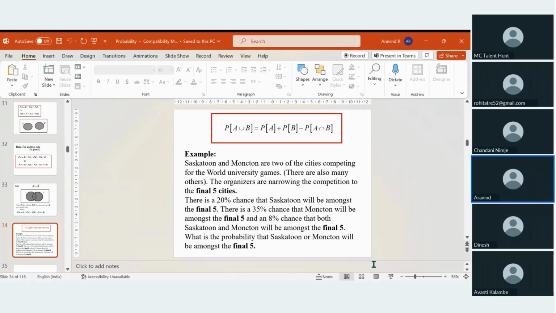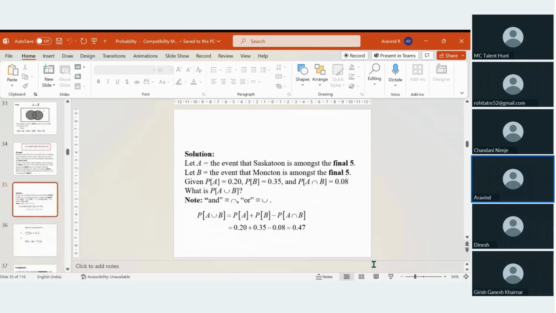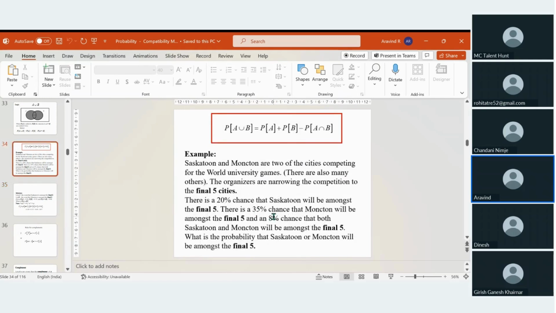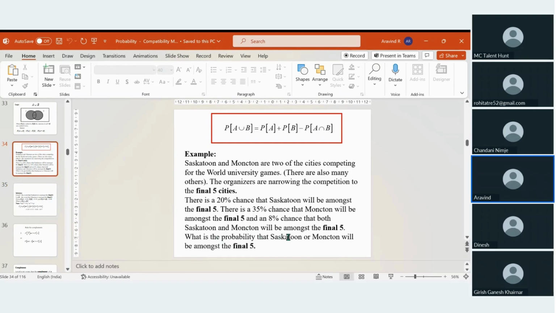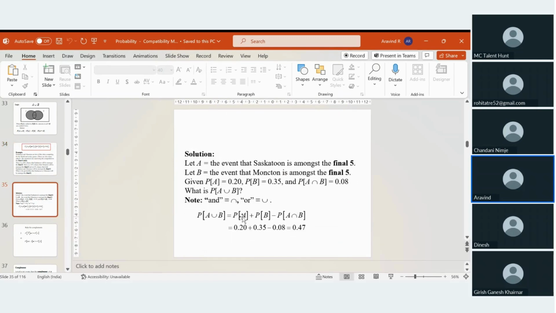So we need to find the probability that Saskatoon or Moncton will be among the final 5. Let's solve the question in a simple way. Let A be the event that Saskatoon is among the 5, and B the event that Moncton is. Then the probability of A is 0.20 and the probability of B is 0.35. A intersection B, meaning both, is 8%, which is 0.08. Now you need to find A union B, which means A or B: the probability that Saskatoon or Moncton, or both, will be a finalist. P of A union B equals P of A plus P of B minus P of A intersection B. That is 0.20 plus 0.35 minus 0.08, which is 0.47, so 47% is the chance that at least one of them is in the final list.